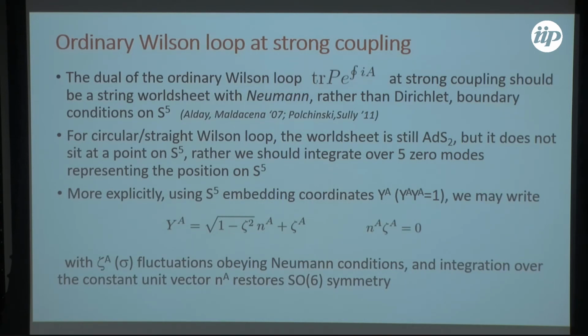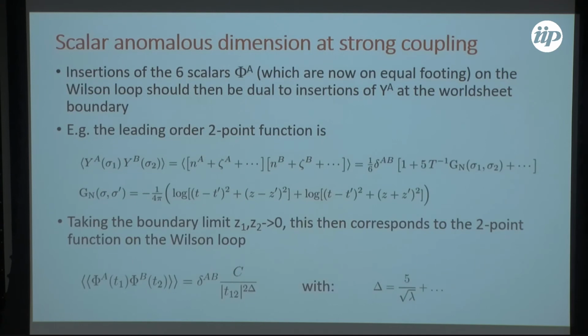Okay, if you want to do this explicitly, you can write the S5 coordinates in terms of embedding coordinates in the splitting, where n^A is just some constant unit vector specifying a position. z^A are fluctuations with Neumann boundary conditions, and then you have to compute correlators of this and integrate over the position on the sphere to recover SO6.